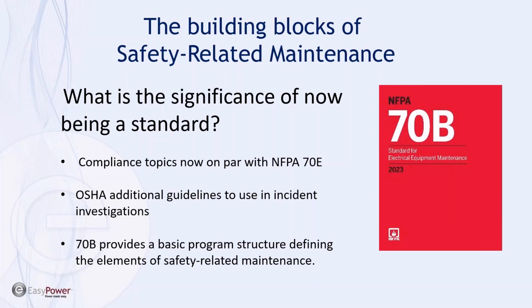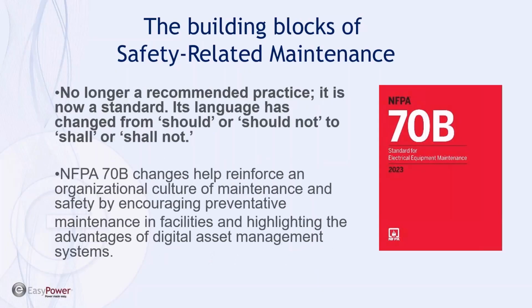And again, those that are in good graces with both the 70E and 70B, and of course Article 70 of how it's built, will have a strong and reliable electrical safety program, a strong, reliable electrical system, and hopefully never see OSHA in because of it. It would be a way to look at that. So again, 70B is what we're going to take a look at here. It's going to give us a basic program structure of defining that safety-related maintenance as we move forward with that.